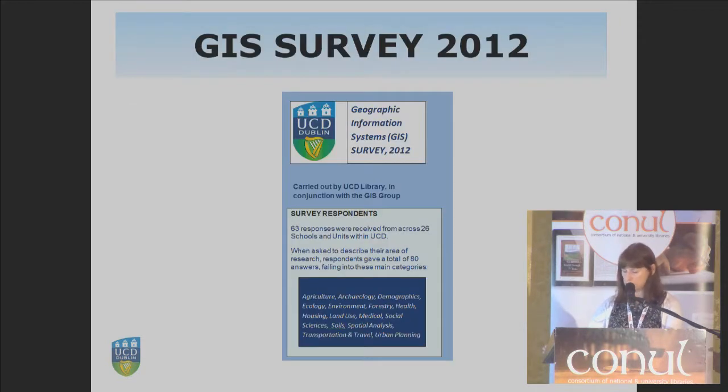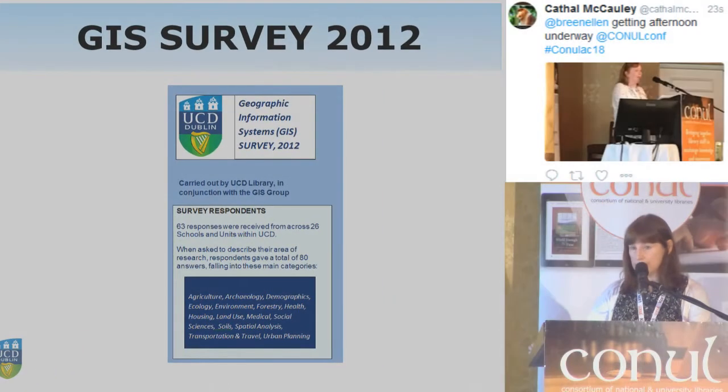So going back a few years, following restructuring in UCD Library in 2012, several new units were formed, and the Research Services unit was one of these. And within this unit, a new role of Maps and GIS librarian was created, c'est moi.